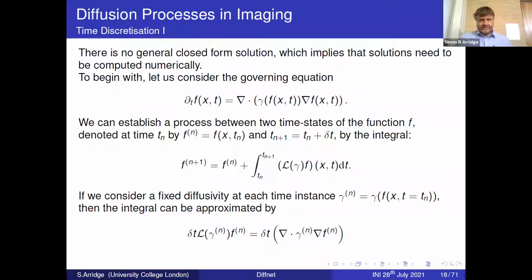And then we just proceed formally. We say that between two time states of the function f, the increments can be written as the integral of the separator over time, and then we make the approximation that in this time interval it's constant. So we fix gamma at time n, the mean or a sample point in that time interval. And so we just say that the increment is given by delta t times the second order derivative.